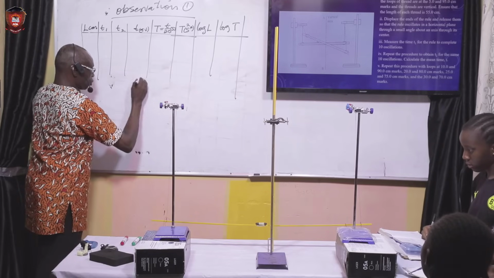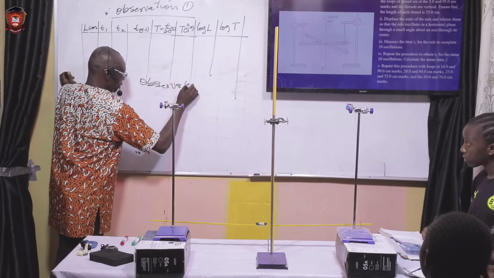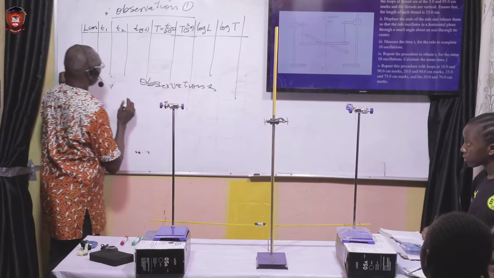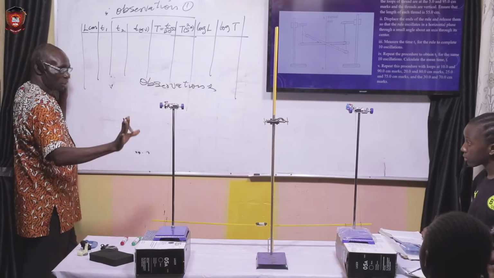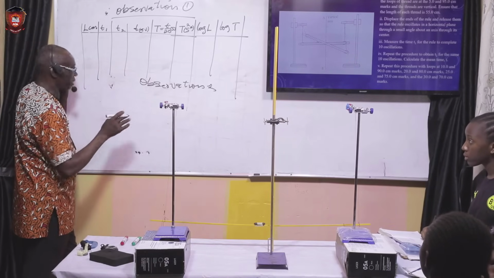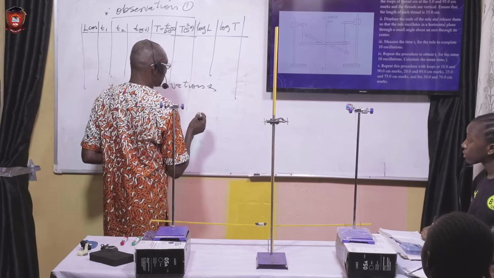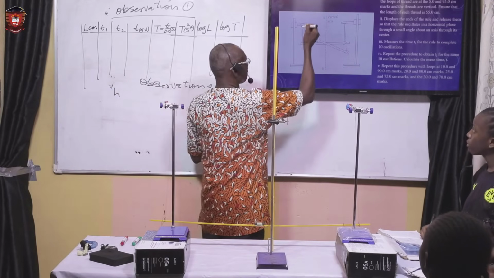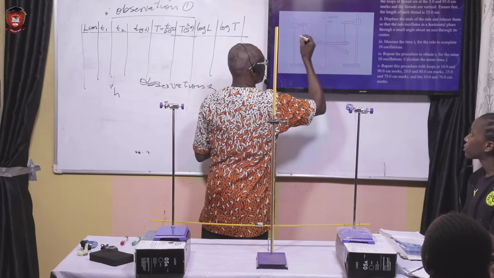But observation 2. You will discover that the length is no longer maintained, but the height h. That means from this diagram now, this thread is written h.